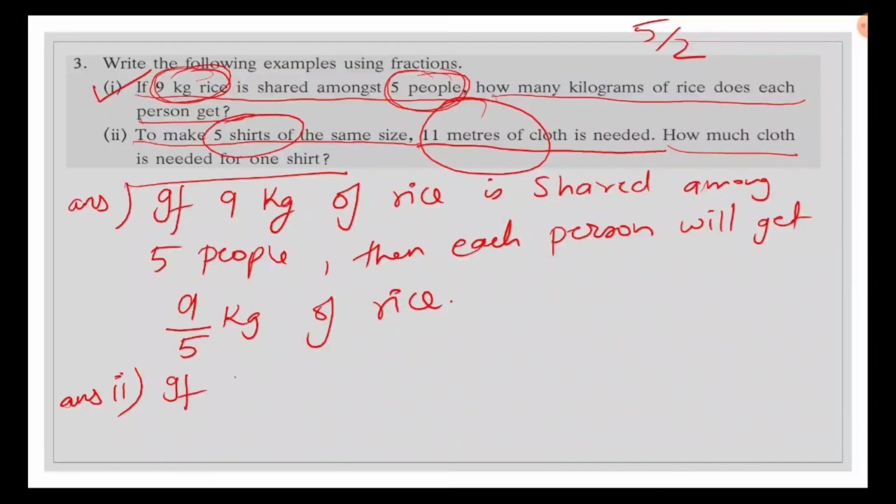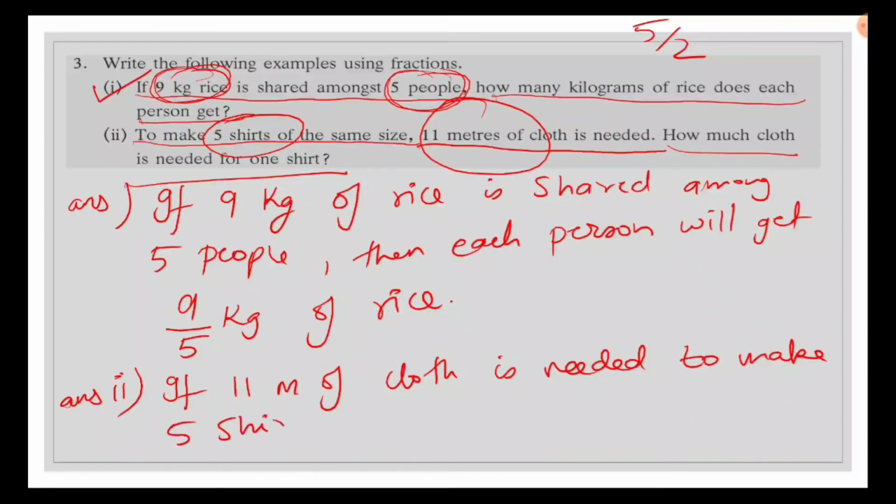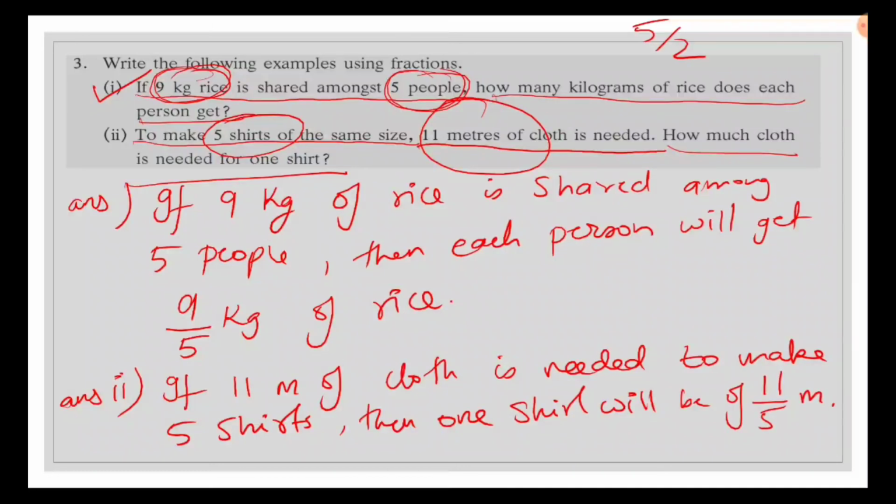We will be writing if 11 meter of cloth is needed to make 5 shirts, then one shirt will be of 11 upon 5 meter. Okay, this will be your answer for the second question.